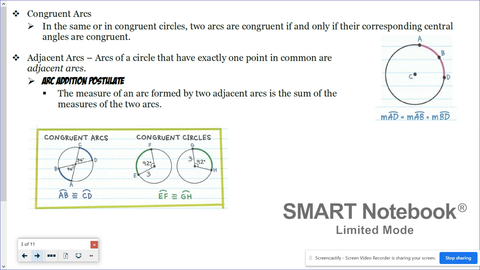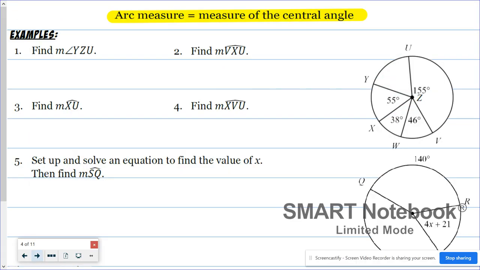But we have an arc addition postulate, which basically says if I add two smaller arcs together, I'll get a bigger arc. And that's what this diagram is illustrating. So if I add arc AB and arc BD together, I'll get arc AD. Makes perfect sense, right?